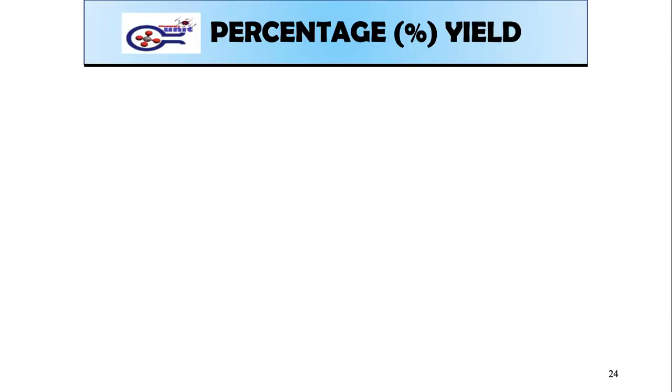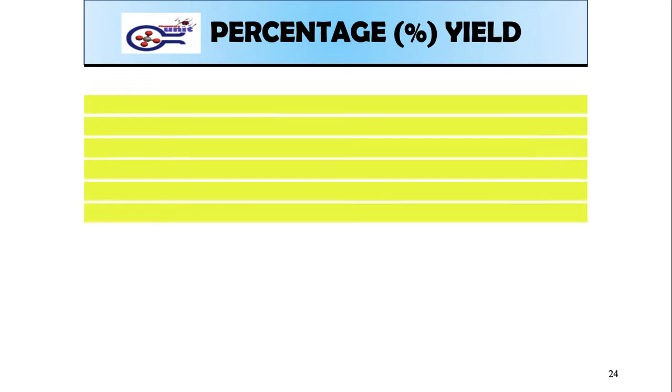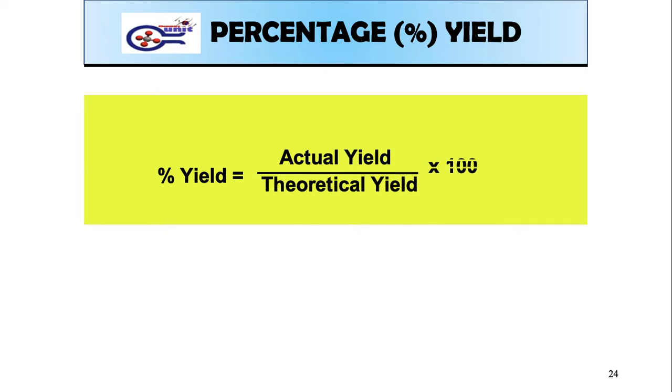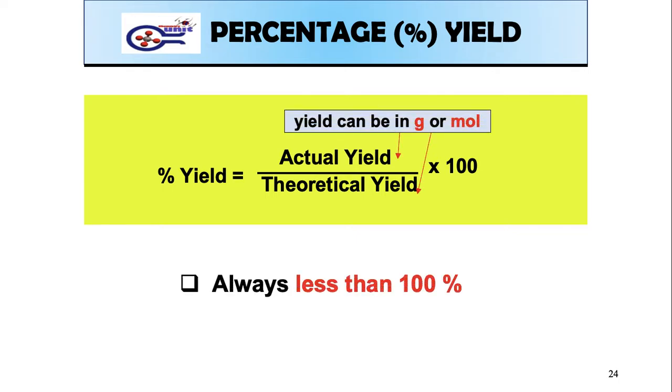Percentage yield. Yield means product. So in percentage yield, we only focus on the product. Percentage yield is equal to actual yield over theoretical yield times 100. The yield can be in gram or mole.